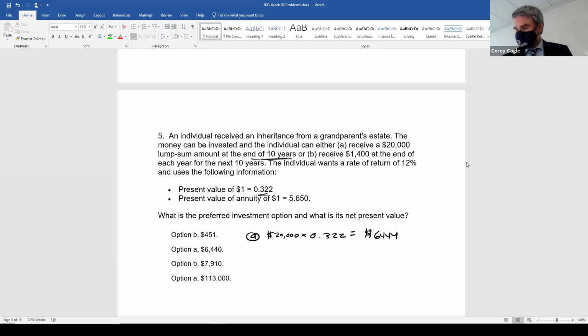Now, yeah, we could have said 20,000 divided by 1.12 again, 10 times. That would have been a lot of number crunching. So the table's a lot easier for that one, right?